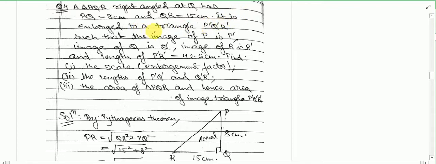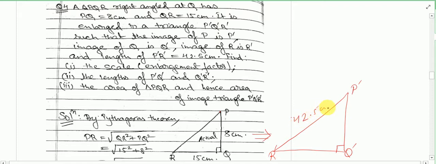It is enlarged to a triangle. So this same triangle has been enlarged, and let's say this becomes this big. This is P dash, Q becomes Q dash and R becomes R dash, with 90 degree. And they are saying that this P dash R dash is equal to 42.5 centimeter.